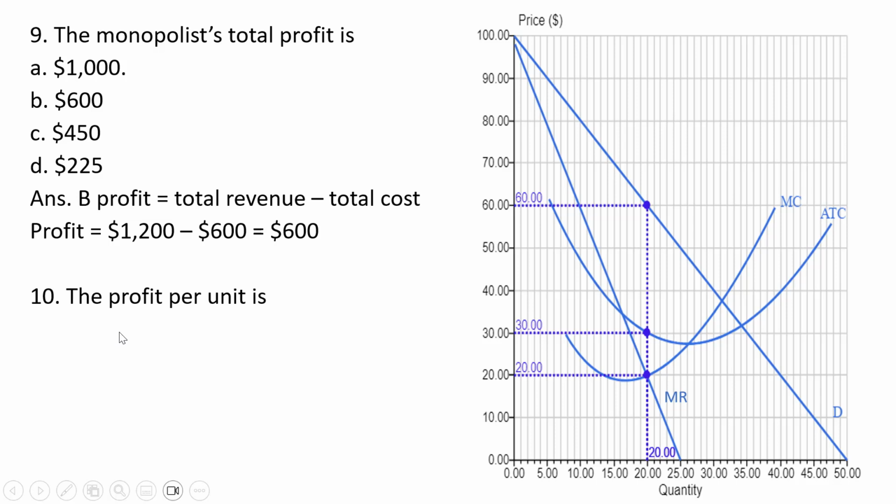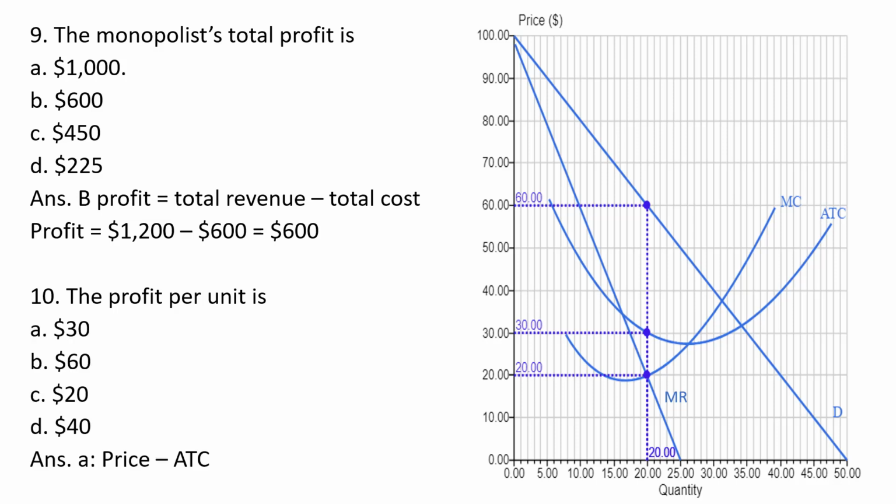And question 10, the profit per unit is just the price minus average total cost. So the price per unit is 60. The cost per unit, or average total cost here per unit, is $30. So 60 minus 30 is $30. That is the profit per unit. So answer A. And again, all I did here was take the profit maximizing price and subtract out the average total cost at 20 units of output.